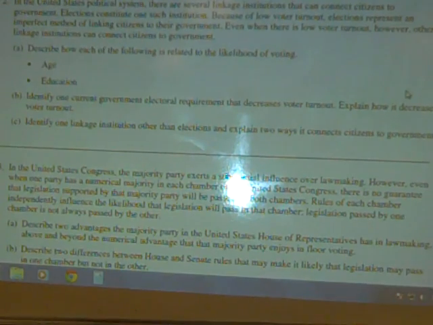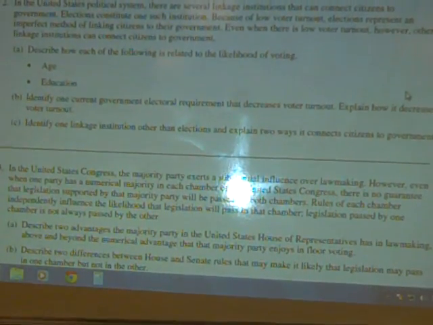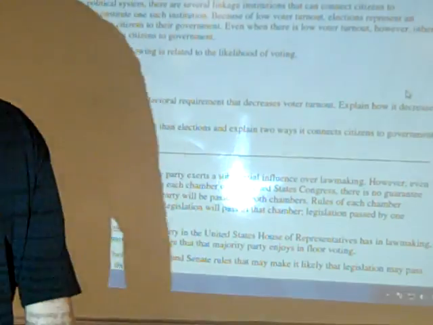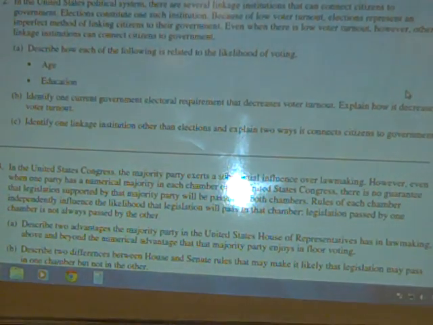Number 2. In the United States system, there are several linkage institutions. You need to have them memorized. It's the media, it's political parties, it's elections / campaigns, and it is interest groups. There are several linkage institutions that connect citizens to government. Elections constitute one of them. All right, I guess they're going to make me talk about elections.